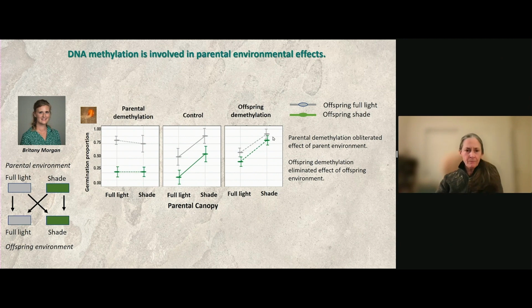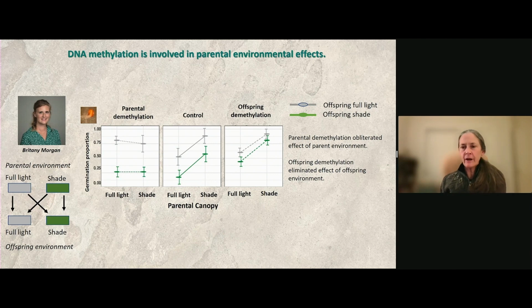So now let's look at what happens when the parents were demethylated. And you can see that in that case, the parental effect on seed germination was completely obliterated, although seeds were still able to respond to their own environment. When offspring were demethylated, we see that the ability to respond to the offspring's own environment was obliterated, but the parental effect persisted. So what this means is that methylation in parents appears to regulate the parental effect on seed germination, whereas methylation in offspring appears to regulate a seed's ability to respond to their own environment. So clearly DNA methylation is involved in these parental effects.